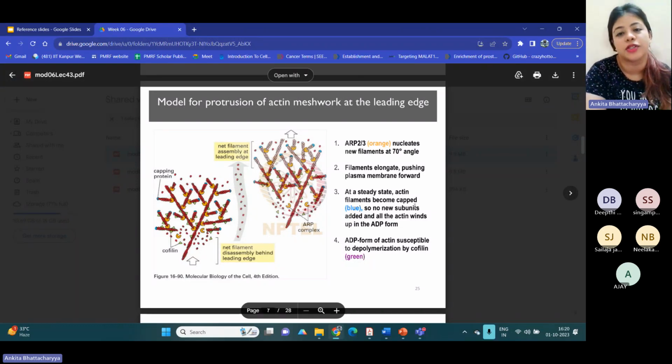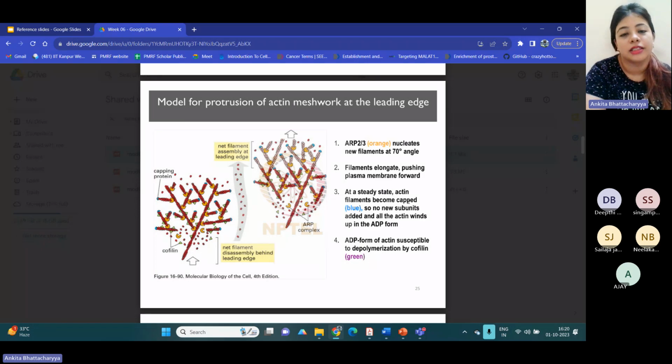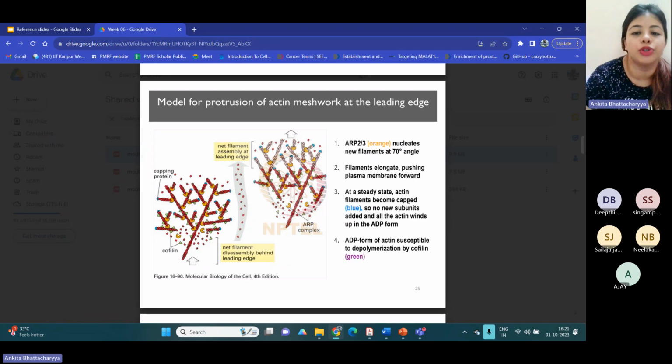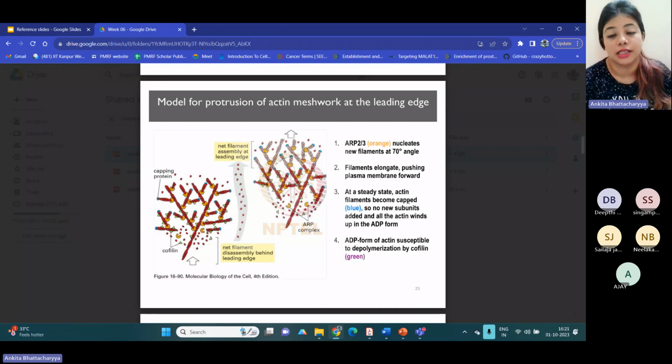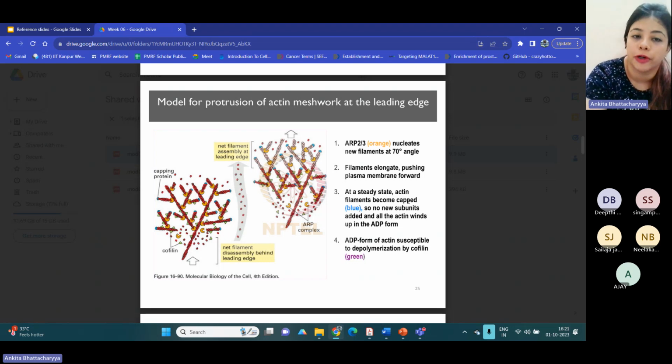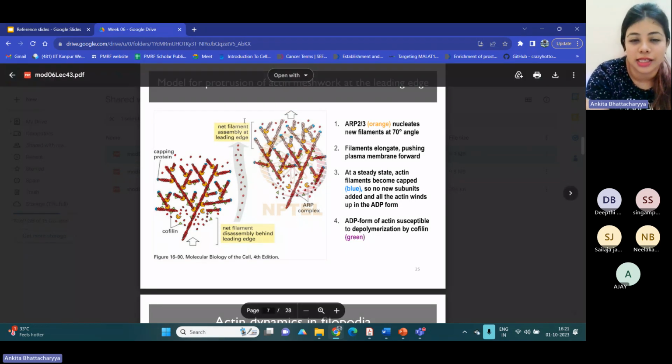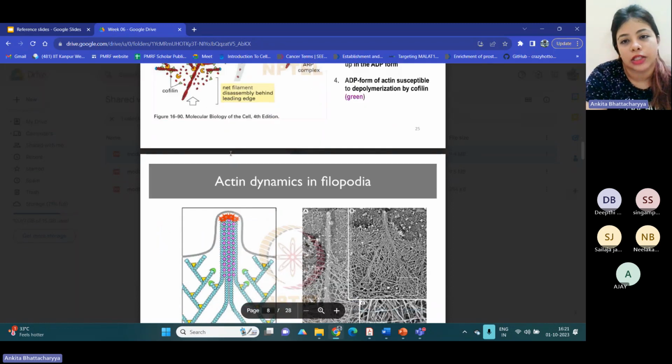So here you see the model for protrusion of the actin meshwork. You have ARP2/3, which is nucleating these filaments at 70-degree angles. The filaments are elongating, and they're pushing the plasma membrane forward as a consequence. And at a steady state, when the polymerized actin and the freely available actin monomer pool have somewhat become equal, no new subunits are added, and actin would end up in the ADP-bound form. And this is susceptible to depolymerization by proteins such as ADF/cofilin, which, if you remember, was also there in the slide that I had shown separately. So this is the disassembly which is occurring behind the leading edge, and there is assembly which is occurring at the leading edge. That's what we see there.